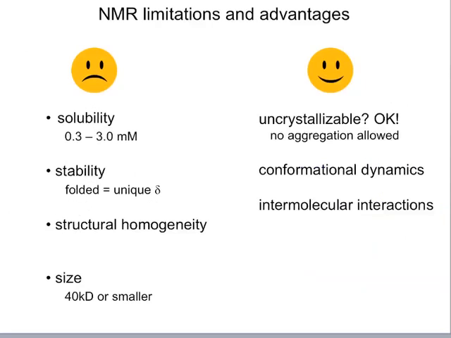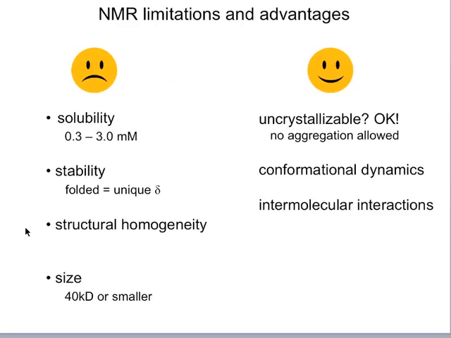Let's move on, we're almost done here. Let's just say what are the limitations and advantages of these two molecular structure determination methods? Well, for NMR, solubility is an issue. We have to have proteins that are soluble up to 3 millimolar or so. They also have to be stable and folded. If they're not stable and folded, then we can't get unique chemical shift information, and we can't determine the structure.